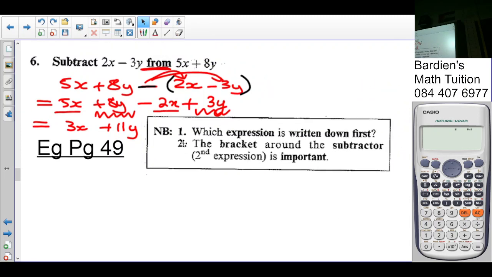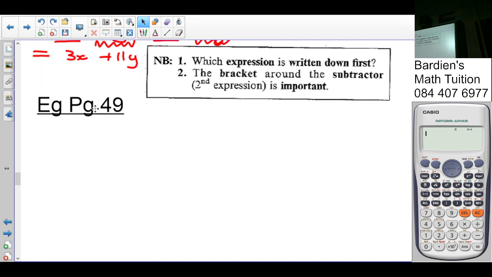Okay, so there's a note that they gave us here at this point. Very important to note which expression is written down first. As I said, whatever follows from, you write down first. And number 2, the bracket around the subtractor, the second expression, is important. That is what I've written down there. Can you see in black? That is the important note that they are giving us at this point.